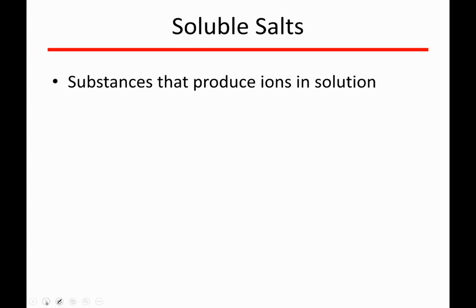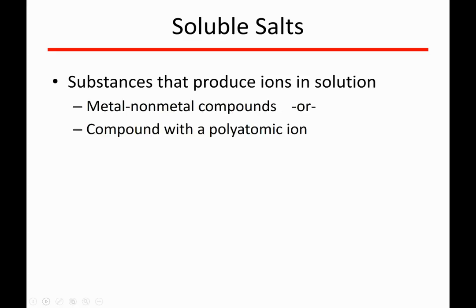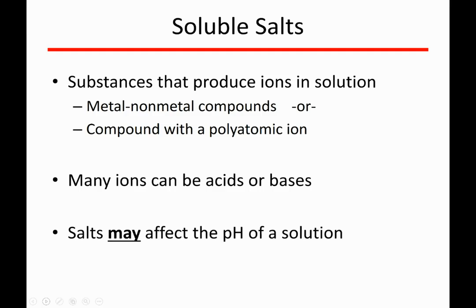And back in Chem 1A in Chapter 4, when we talked about salts, we said that you could have a salt when you have a compound that is composed of a metal and a nonmetal, or you could also have a salt if you have a compound that contains a polyatomic ion. And if this salt is soluble in water, it breaks up into ions. Now, we know from having looked at the table of acids and bases over the past several lectures that many ions can act as acids or bases in aqueous solution. Therefore, putting a salt in water could affect the pH of the solution, and we need to think about how it might affect the pH.